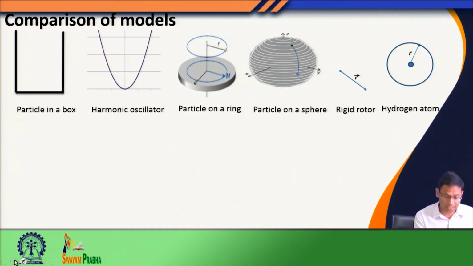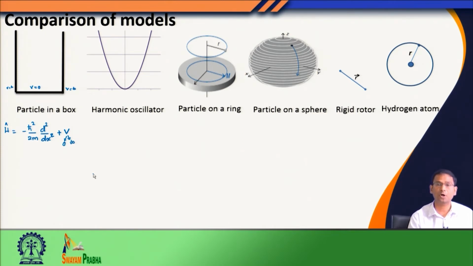For example, when I have a particle in a box, the Hamiltonian, since I have a single particle, shows some kinetic energy, and I write this kinetic energy as the usual kinetic energy operator form plus the potential energy. But we kept the potential energy 0 within the box and potential energy infinite outside the box. So, this potential energy is either 0 or it is infinite, depending on whether the particle is within the box or whether the particle is out of the box.